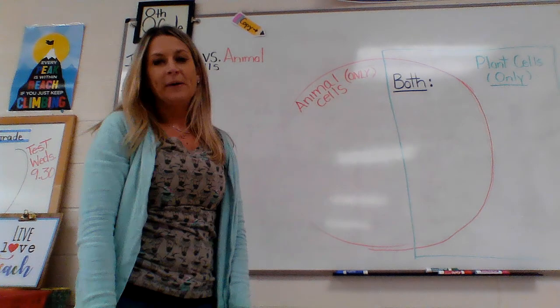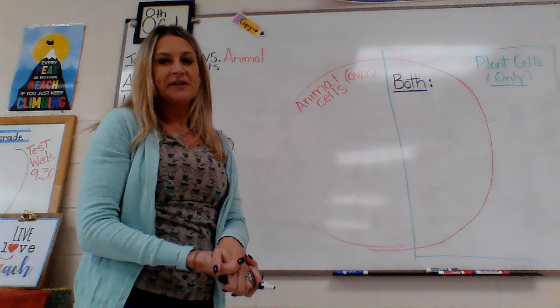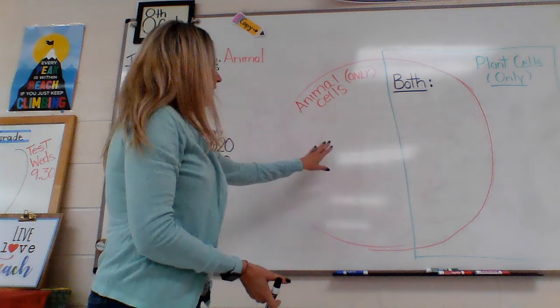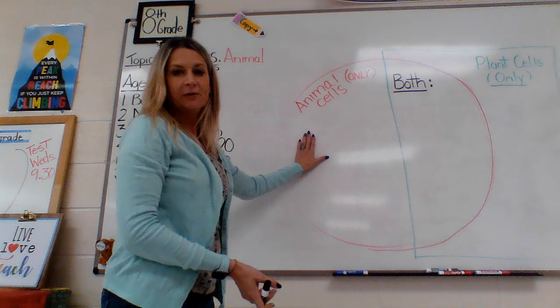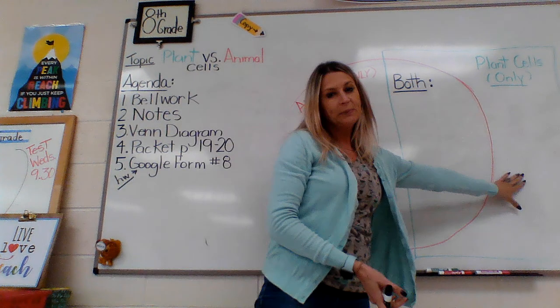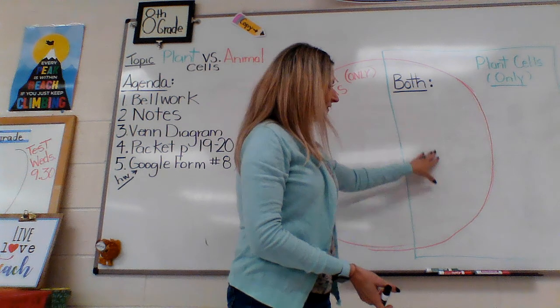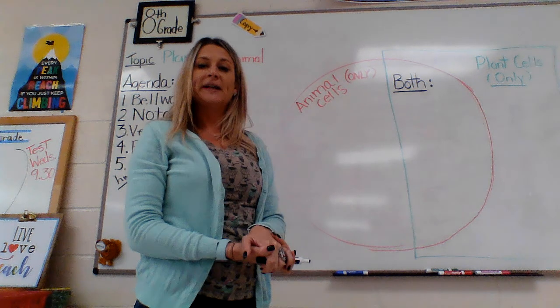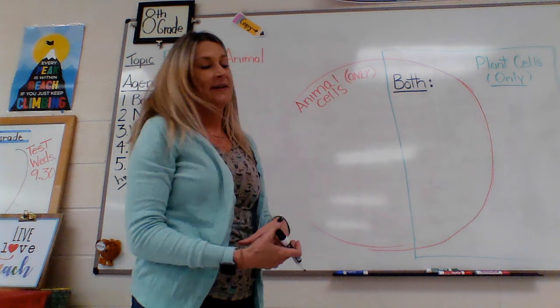All right, so I'm going to throw out an organelle or a characteristic, and then I'm going to ask where we're going to put that. Anything that's an animal cell is going to go over here. Anything that's only a plant cell is going to go over here. And then, of course, in the middle of a Venn diagram, that's where we put our similarities. And the organelles that they share together, we're going to put in the middle.